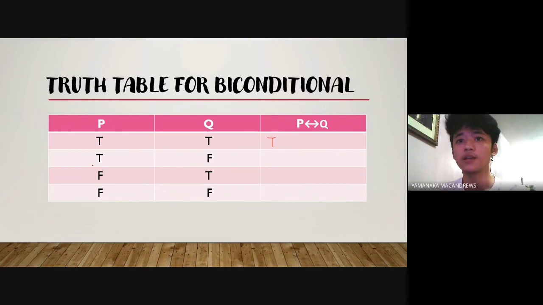Next, if P is true and Q is false, our answer is false because they are not equal. One of them is true, one of them is false. Next, if P is false and Q is true, our answer is still false because they are still not equal. For the final example, if P is false and Q is false, our answer is true because both of our propositions are equal. So you can see here our answer is correct.